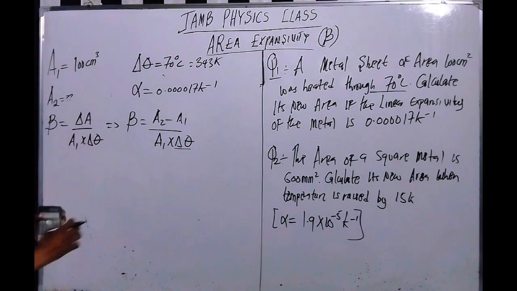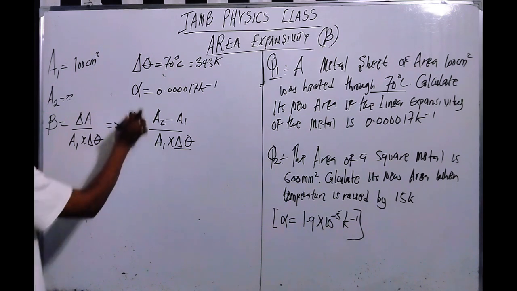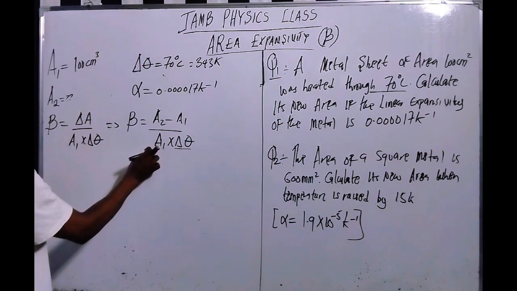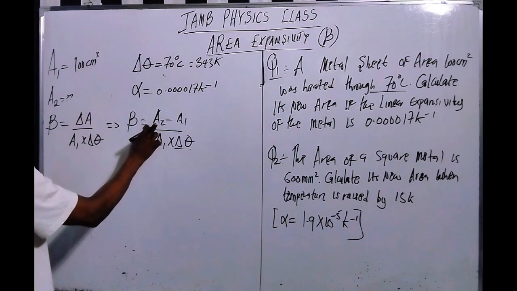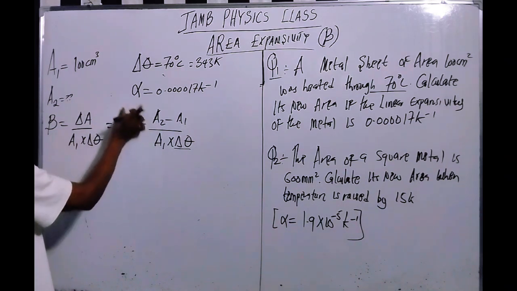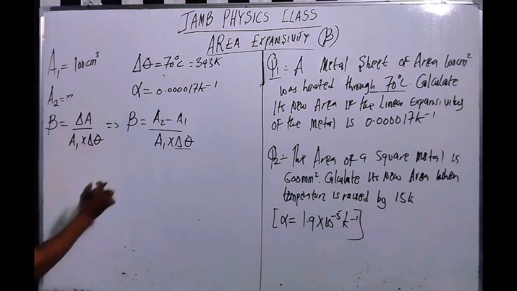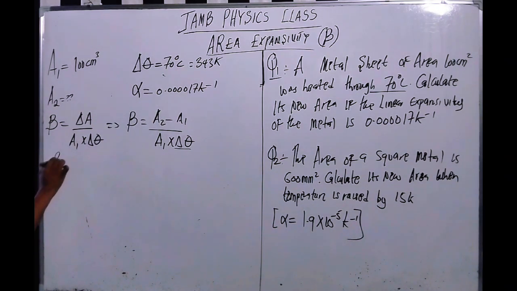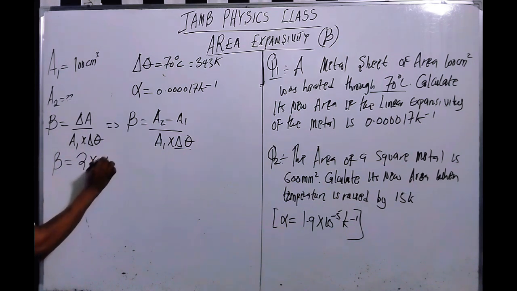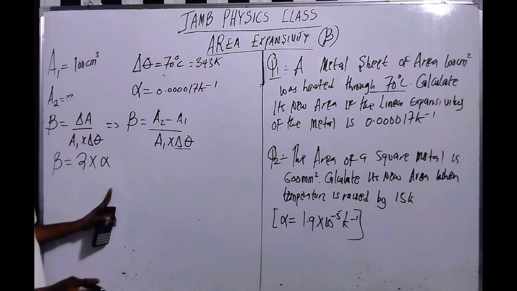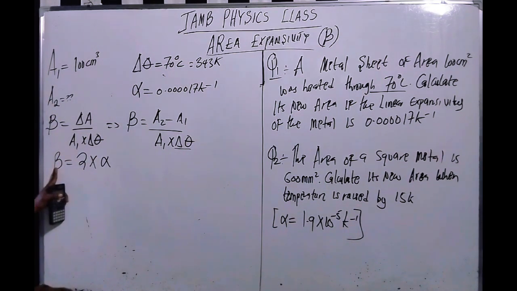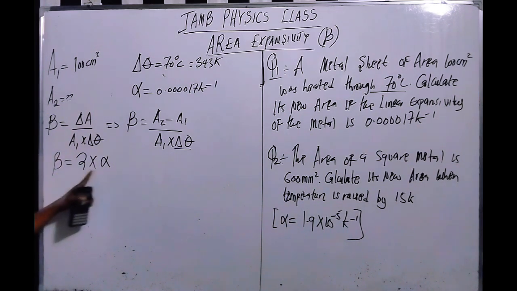So now, yeah, we know this one here. This is what they say we should look for, right? Now, they did not give me this one here. Rather, they gave me this one here. This way, I've now used beta equals 2 times linear expansivity. You understand? So the relation between area expansivity and linear expansivity is this.